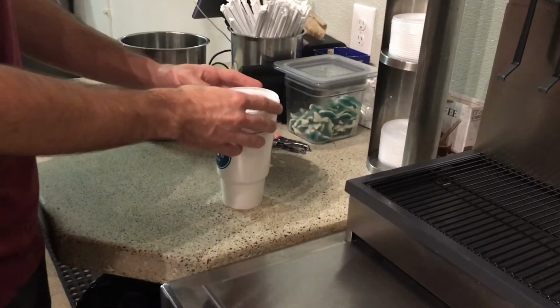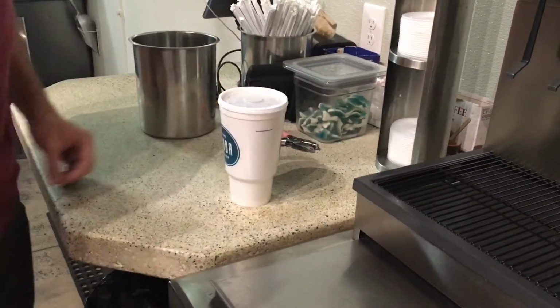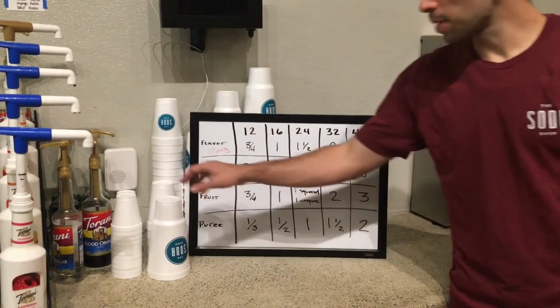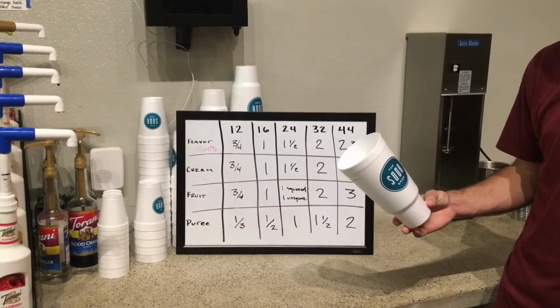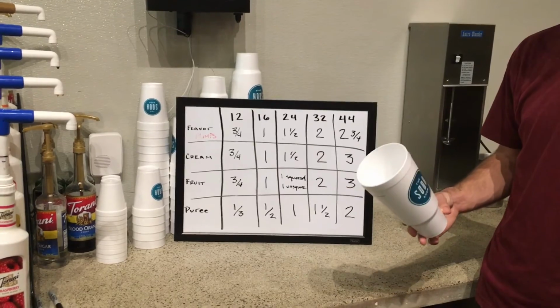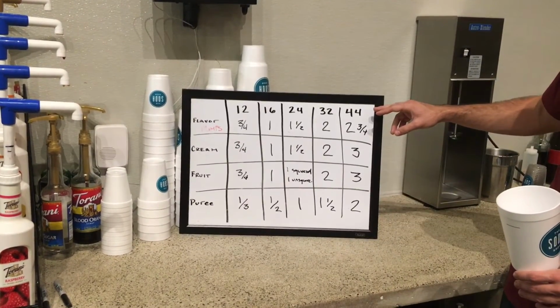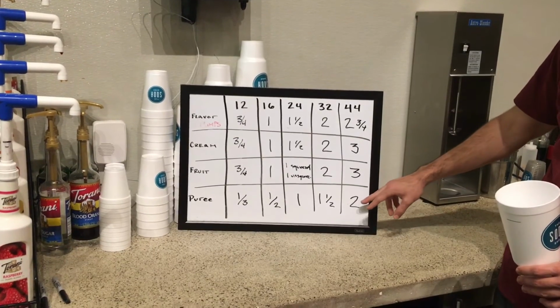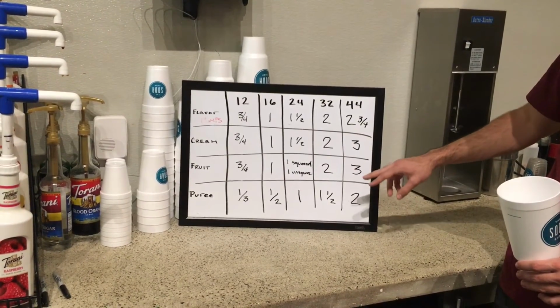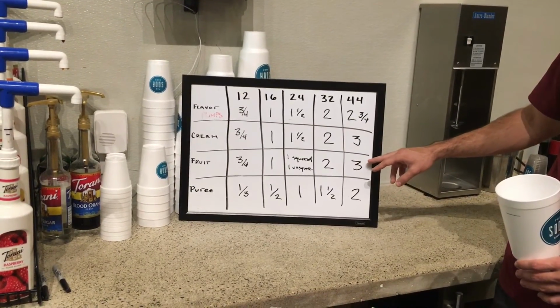Once again, remember that the lid is all the way on. You're good to go. Now let's finish by making a 44-ounce main squeeze. The main squeeze is lemonade, raspberry puree, and fresh lime. So on our chart, we're gonna be doing raspberry puree, so we're gonna do 2 full pumps. Then we got some fruit in there, we're gonna do 3 full limes.